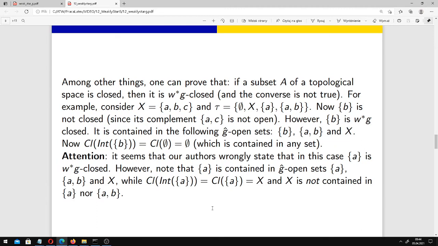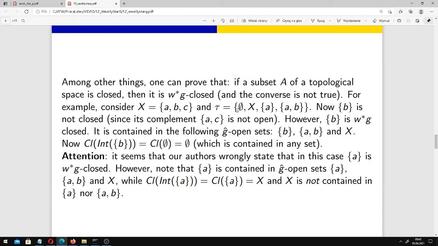Among other things, one can prove that if a subset A of a topological space is closed, then it is also weakly star g closed. And the converse is not true. For example, consider X equal to {a, b, c} with the following topology. And now we may prove that the singleton of B is not closed, since its complement {a, c} is not open. Yes, we do not have {a, c} among our open sets.